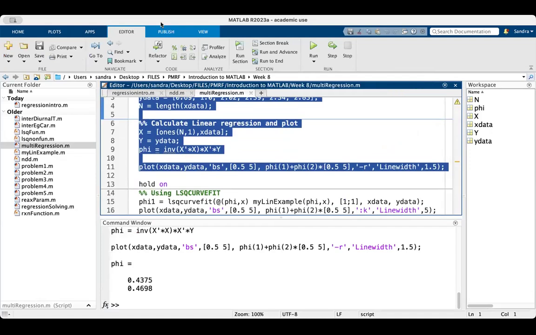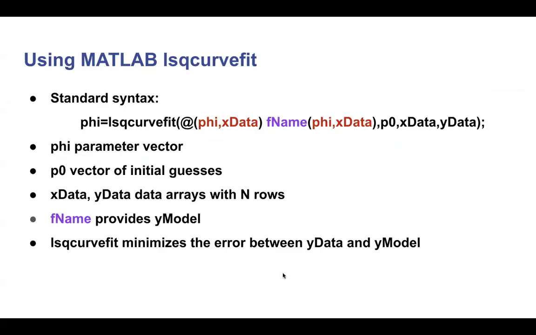Okay. Now, the next method that we need to look forward to is an inbuilt MATLAB command, which is called lsqcurvefit. Rather than using these formulas, MATLAB can automatically do it for you. So that function is called lsqcurvefit. It has a syntax. We need to follow that syntax for making it work properly.